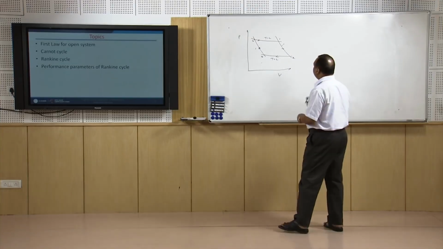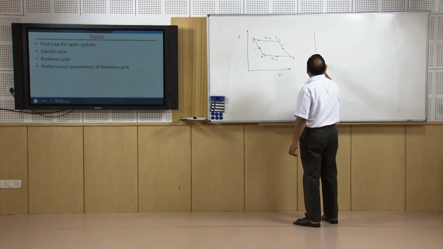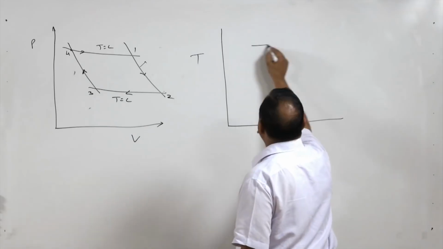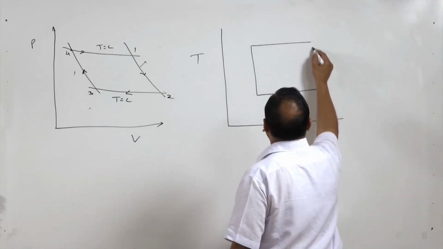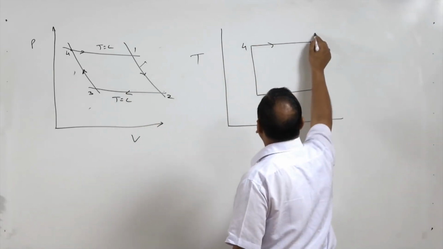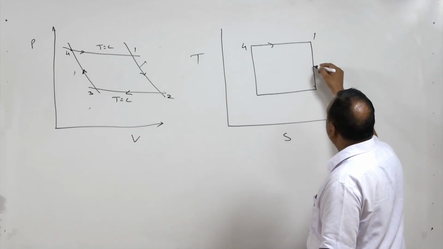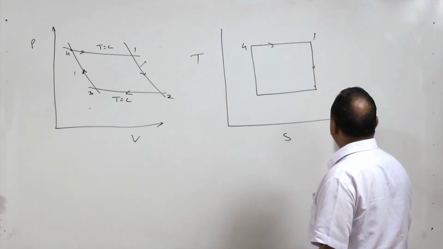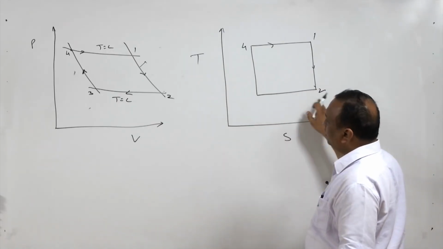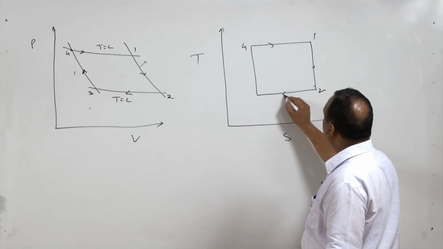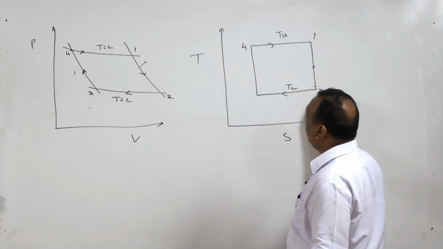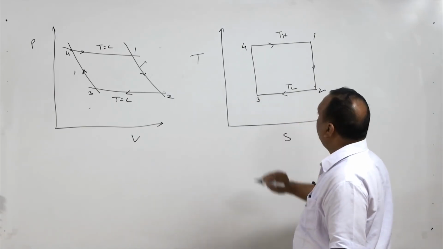Now, if we transform this Carnot cycle onto a temperature entropy diagram, it is going to be a rectangle, because temperature remains constant from process 4 to 1, and 1 to 2 is an isentropic process, so it is going to be a vertical line on the temperature entropy diagram. Now, 2 to 3 is again a constant temperature process. So, this is, let us say, TL and this is TH, and we get state 3 and then state 3 to state 4.